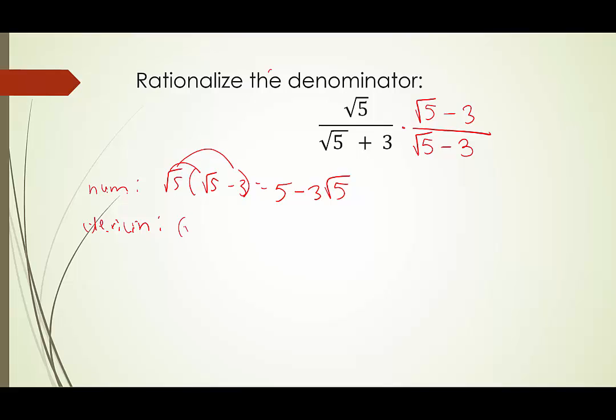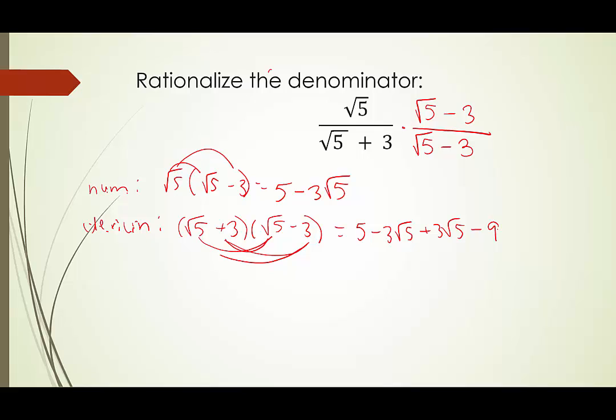Now we have the square root of 5 plus 3 times the square root of 5 minus 3. That would be root 5 times root 5 is 5. Root 5 times minus 3 is minus 3 root 5. Here we have plus 3 root 5. And then we have 3 times negative 3 is negative 9. So we see those cancel, and 5 minus 9 is negative 4.